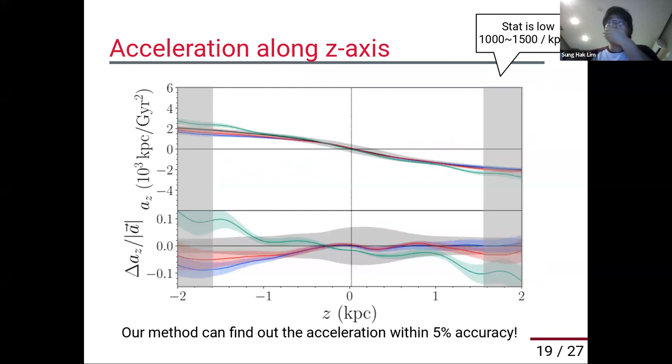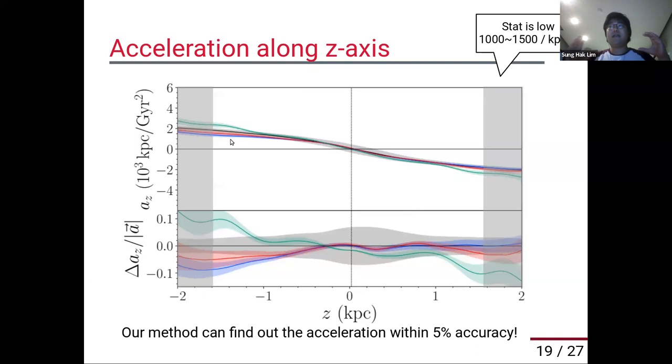And this is a similar plot, but I just drew the z acceleration at a given z position. This is the acceleration along the z axis, penetrating through the solar location. So I just measured the z-axis acceleration above and below the sun. Roughly speaking, this dotted line is then the acceleration at the sun.